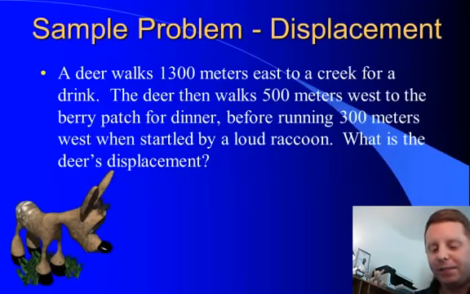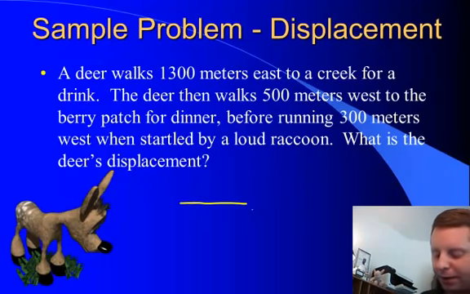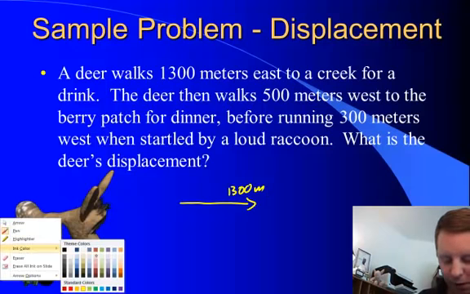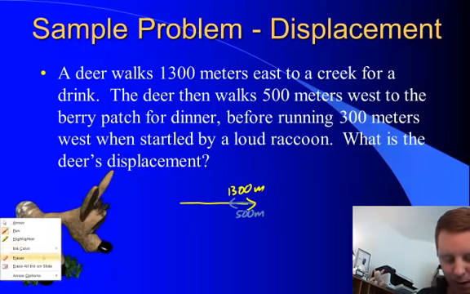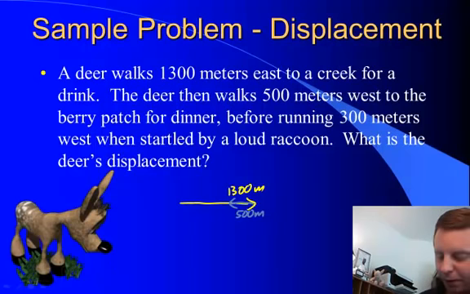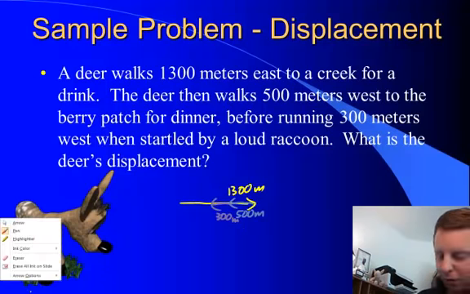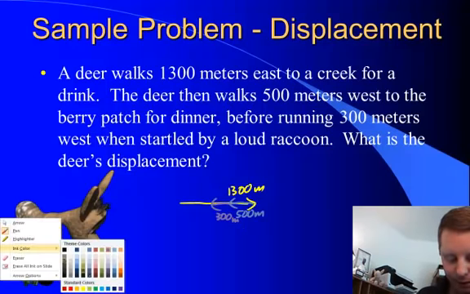In any case, if we have a problem of a deer walking 1,300 meters east to a creek for a drink, once again, our deer is going to go in a different direction. It's going to go 500 meters west then to a berry patch for dinner before deciding that he's going to go 300 meters west when scared by a raccoon. What is the total displacement for the deer?